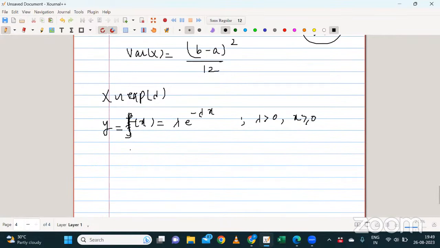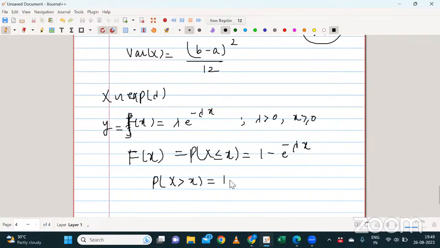Okay. And what is the capital F of x? So capital F of x denotes the CDF. What is the CDF in the case of the exponential distribution? Anybody? 1 minus e to the power minus lambda x. If I want to find the probability that X is greater than x, I can do 1 minus the probability that X is less than or equal to x.